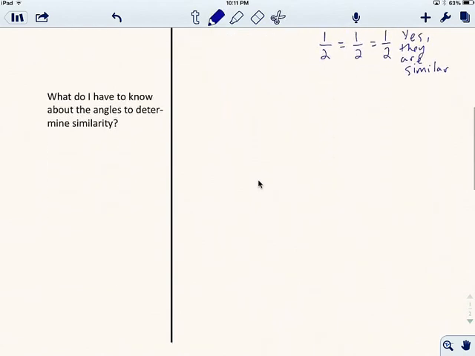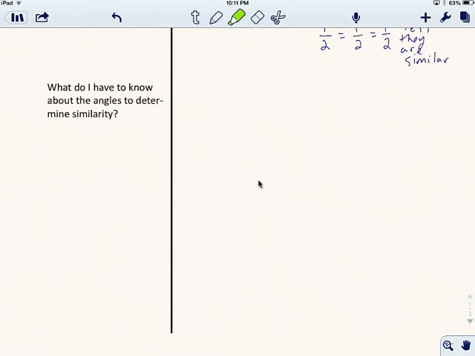Sorry guys if I'm getting a little bit long-winded here, but I want to get these notes in. So what do I have to know about the angles to determine similarity? So now let's think about triangles and the angles. And we think back again to our definition of similarity. The definition of similarity said that if two triangles are similar, then all of their angles are equal.